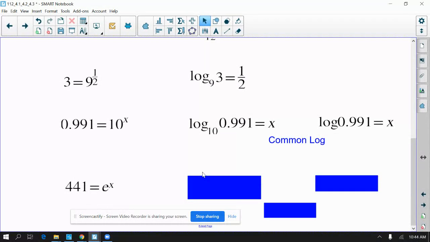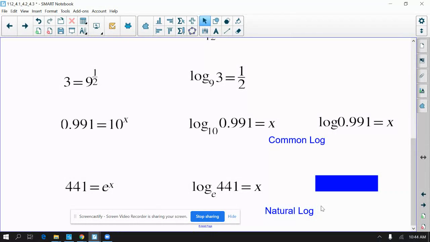And here's another irregular situation. E, which is just a real number between 2 and 3. E to the x is 441. Well, the exponent is x, so the log is going to equal x. Log base E of 441. But this is another irregular log. This is called the natural log. So you would never write log base E. It is ln. ln is log base E. ln is the same thing as log base E.